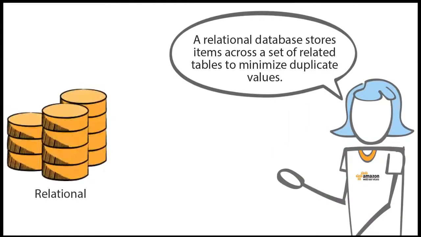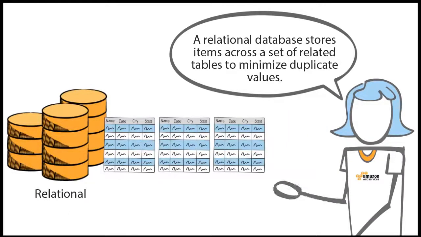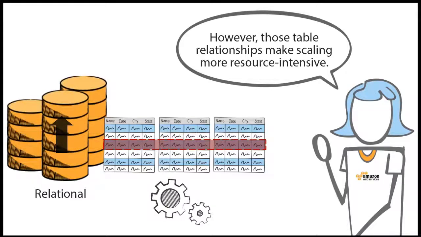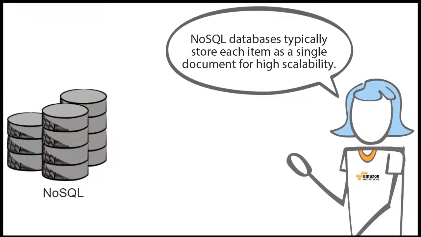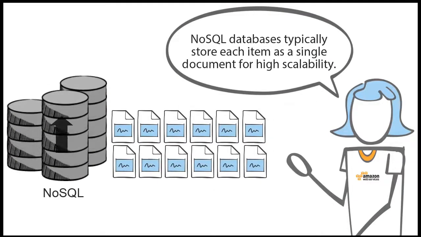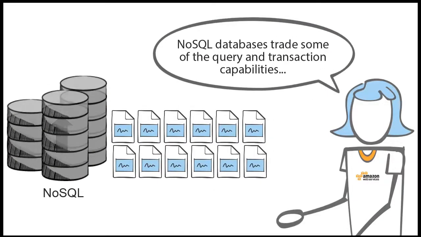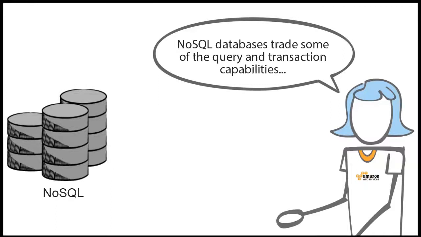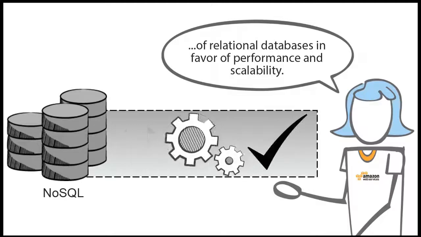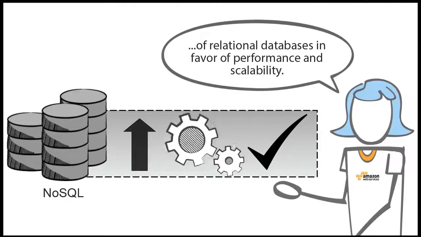A relational database stores items across a set of related tables to minimize duplicate values. However, those table relationships make scaling more resource-intensive. NoSQL databases typically store each item as a single document for high scalability. NoSQL databases trade some of the query and transaction capabilities of relational databases in favor of performance and scalability.